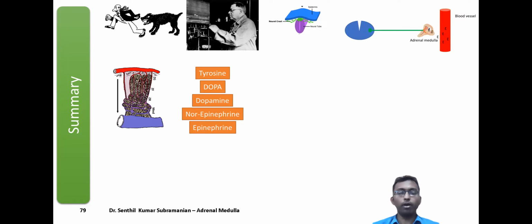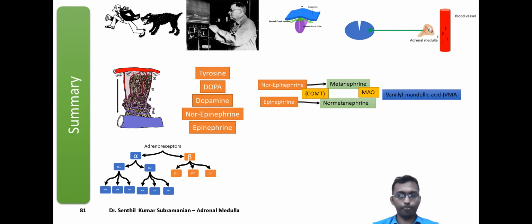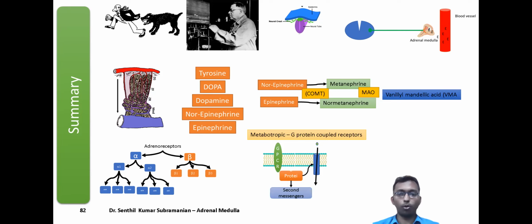Catecholamines are synthesized from the amino acid tyrosine. They are rapidly metabolized to form metanephrine and normetanephrine, and further acted upon by MAO to form vanillylmandelic acid. The half-life of catecholamines is 1 to 2 minutes, and the metabolites are excreted in urine. The catecholamines act through adrenoreceptors of type alpha and beta, which have various subtypes also. The adrenoreceptors belong to metabotropic G protein coupled receptors, which act through various second messengers to bring about the physiological actions of catecholamines.